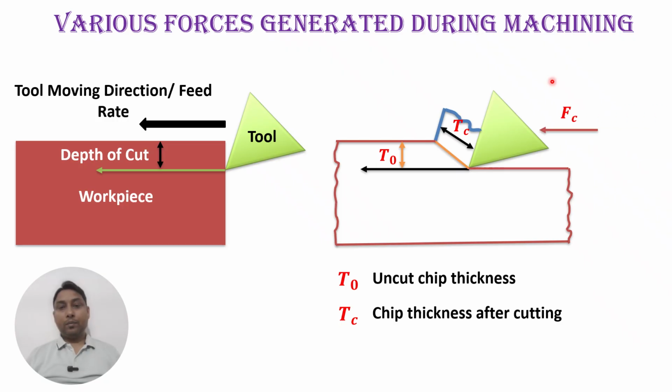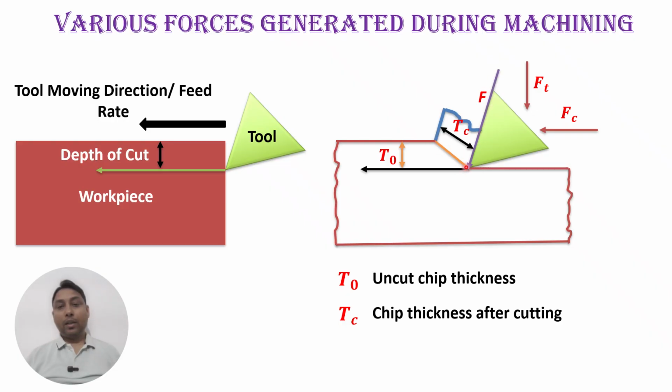Now this is the direction of cutting, and along the direction of cutting a force is generated that is called cutting force. And to counterbalance this, in the perpendicular direction a force is generated that is called thrust force. Now this is the rake surface, and this is the movement direction of the chip. So due to the contact, a force is generated that is called friction. Now the movement of the chip is in the upward direction, so the friction force is generated in the downward direction.